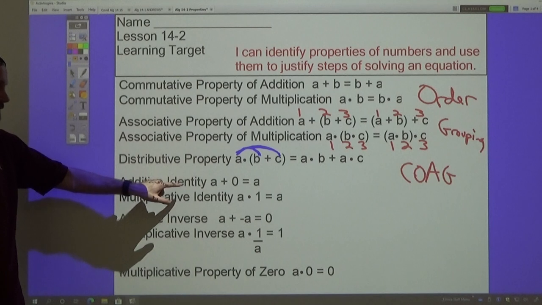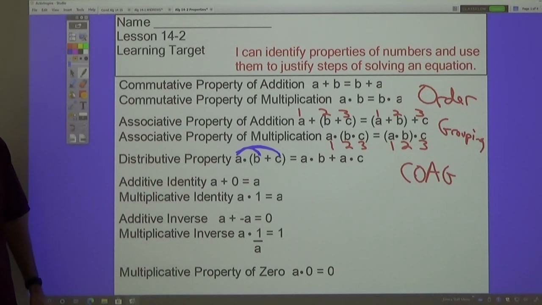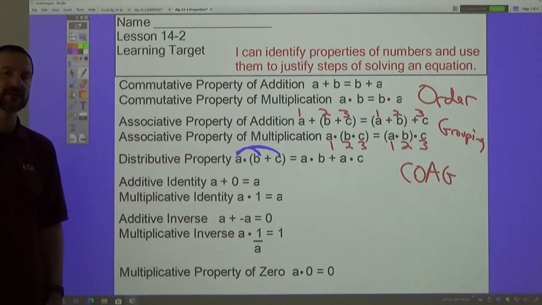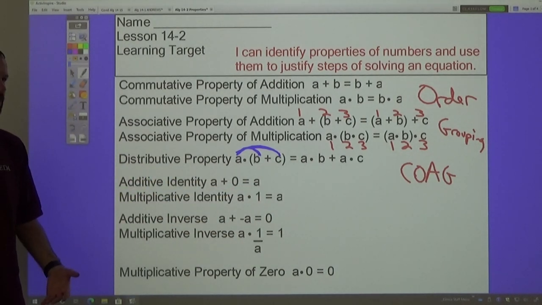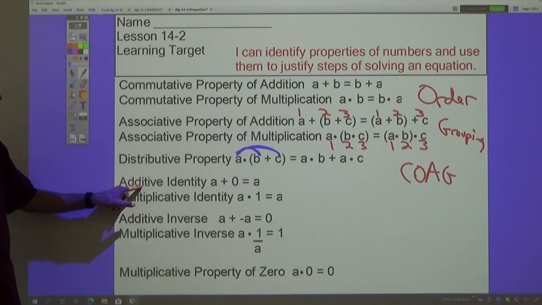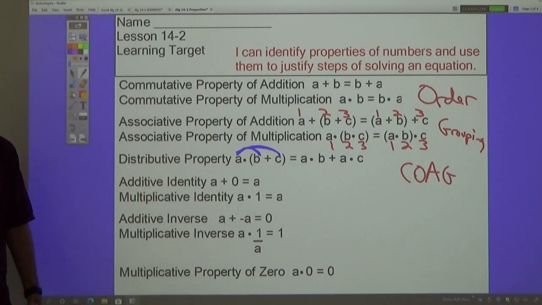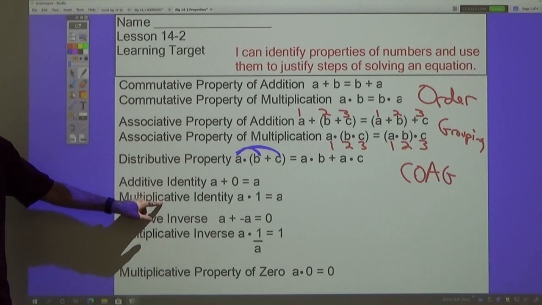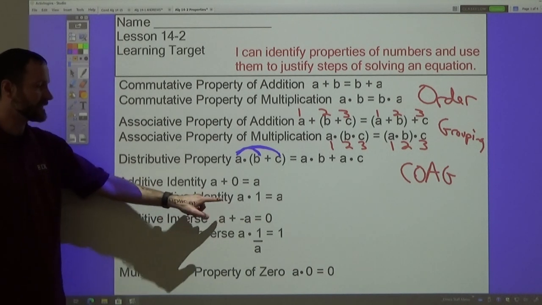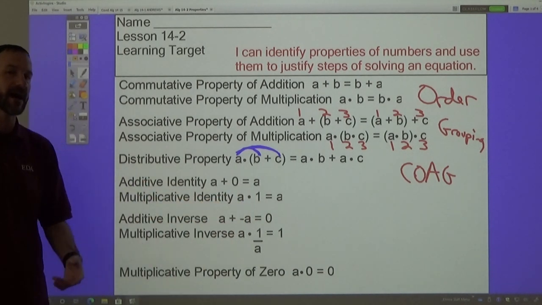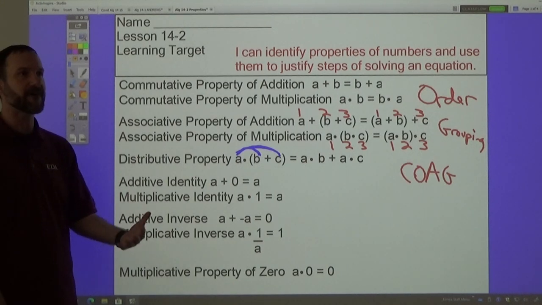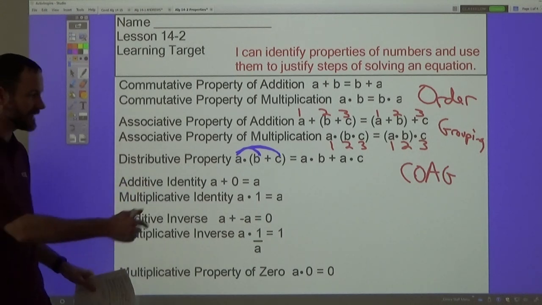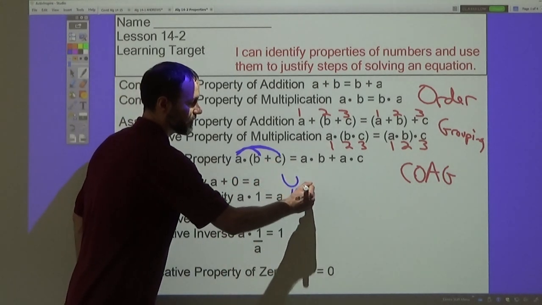Identity. The identity is yourself. Yourself is your identity. Whatever you start with is what you end with. If we add 0 to a number, you get the same exact number. 5 plus 0 still gives you 5. So the additive identity, we're adding 0 to something and getting itself. The multiplicative identity. Multiplicative means multiply. To get itself, we multiply by 1. For example, 5 times 1 is 5. So the identity is itself or yourself.